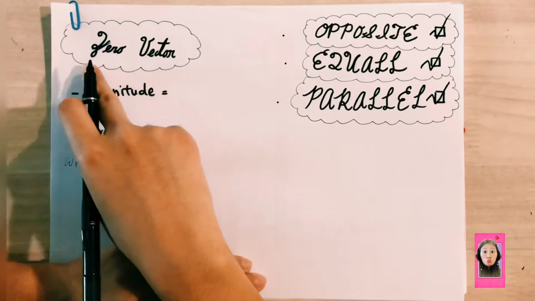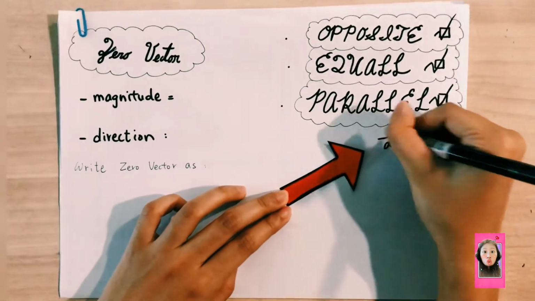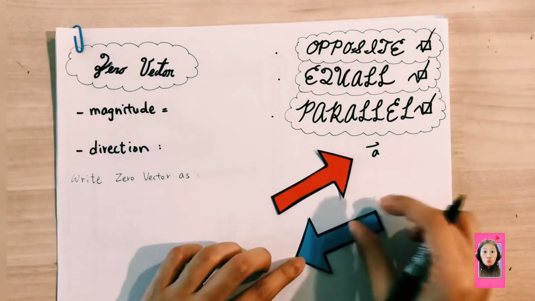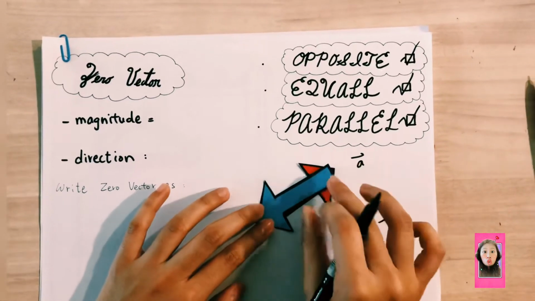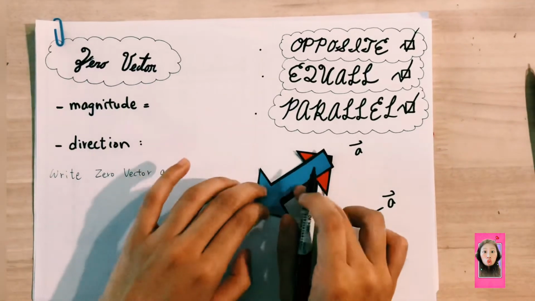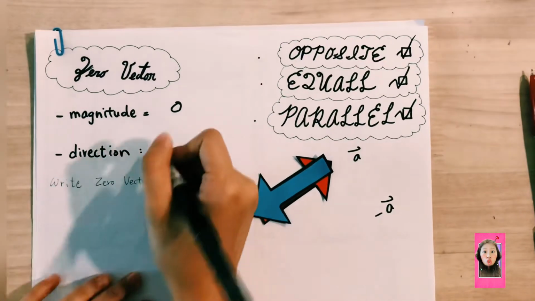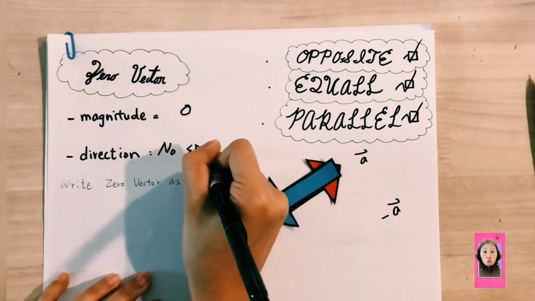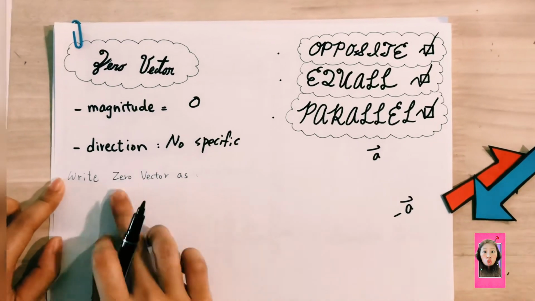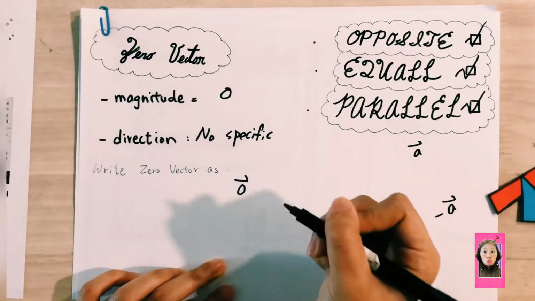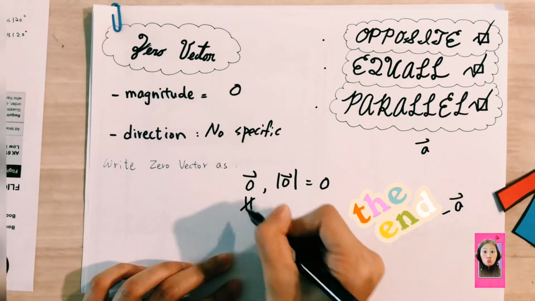Now let's talk about the zero vector. Here is a vector A, and here is the opposite vector A. If we join them together, we get the zero vector. The zero vector's magnitude is equal to 0, but it has no specific direction. So we can write the zero vector as 0 with a vector arrow, but be careful, this is not equal to the number 0.